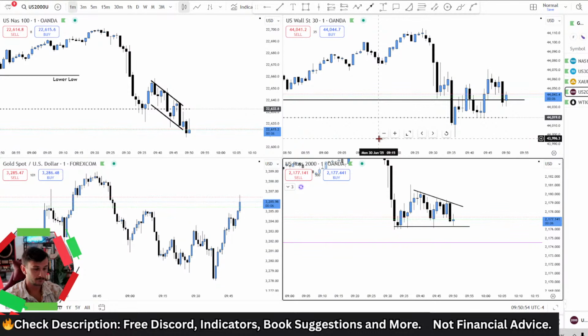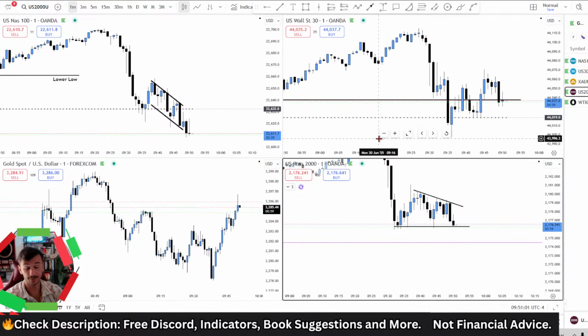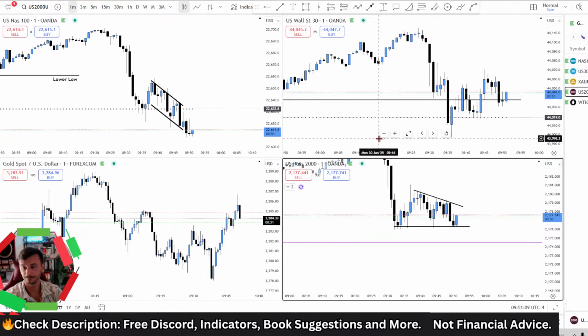Right, so the window begins at 8. I just personally don't execute trades until after 9:30. But the window begins at 8.